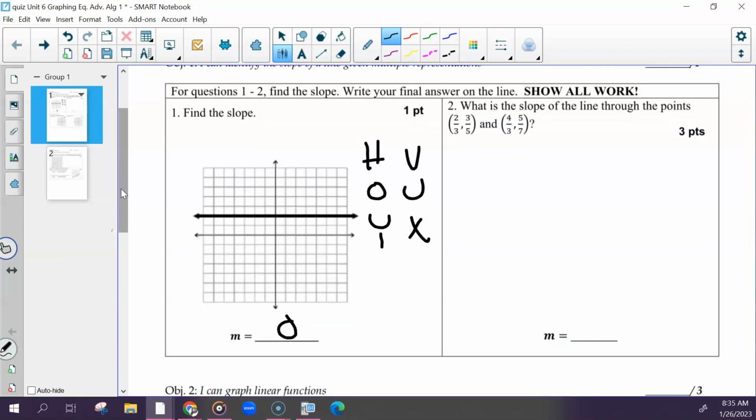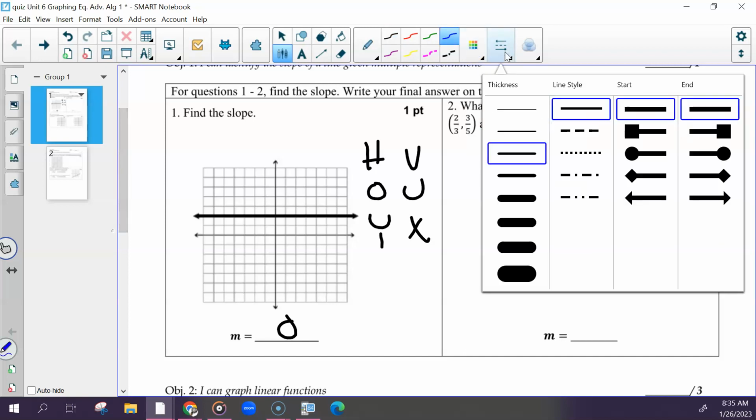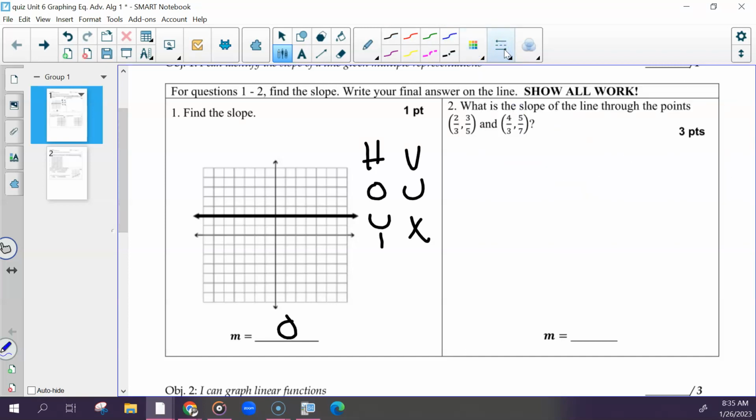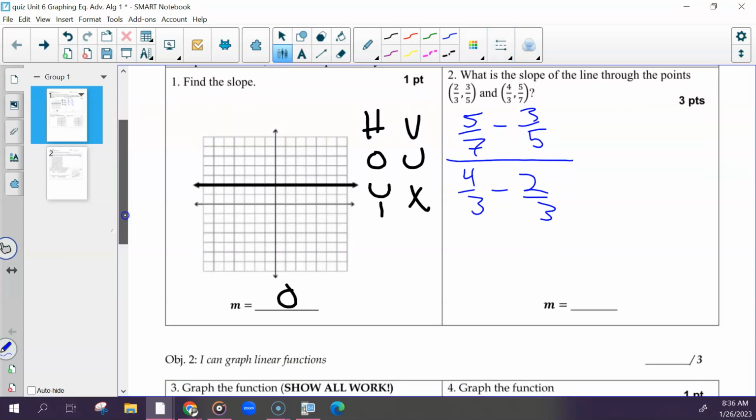Number 2, there were some issues, but for the most part we did fine. Right? So you needed to first set up your formula using the fractions. So 5 over 7 minus 3 over 5 all over 4 over 3 minus 2 over 3. Right, so that was one point. Did you set it up correctly? Even if you switched it, if you switched both, I still give you credit. If you only switched one, then you got half, but I don't think that happened here.